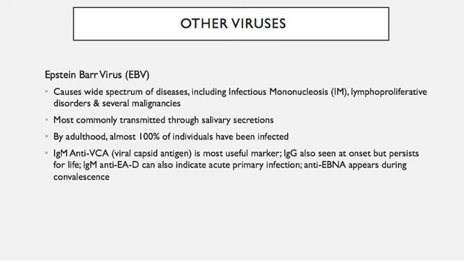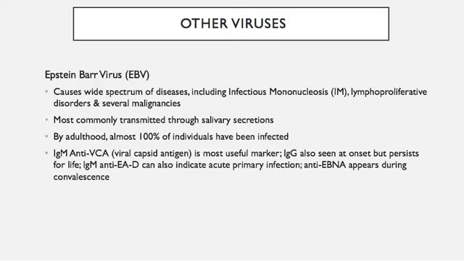The Epstein-Barr virus causes a wide spectrum of diseases, including infectious mono, lymphoproliferative disorders, and several malignancies. It's most commonly transmitted through salivary secretions. By adulthood, almost 100% of individuals have been infected.